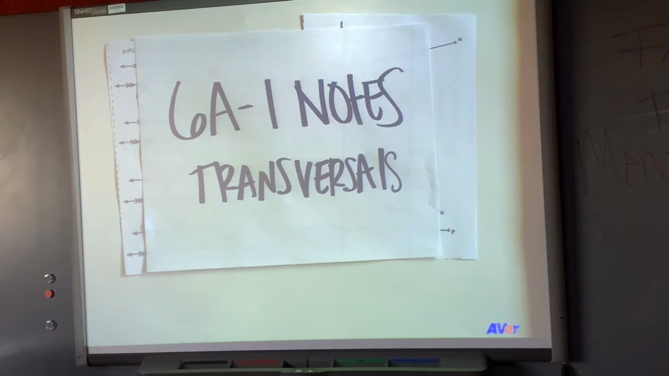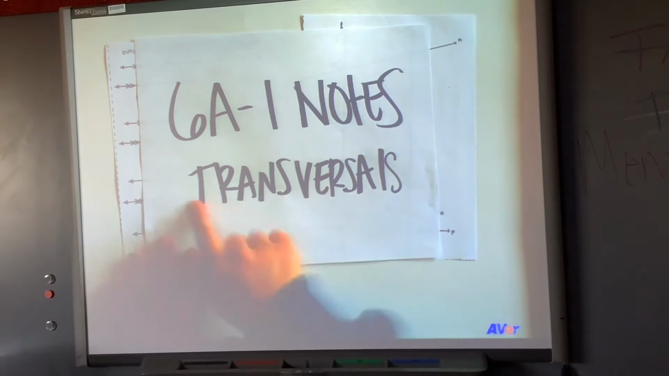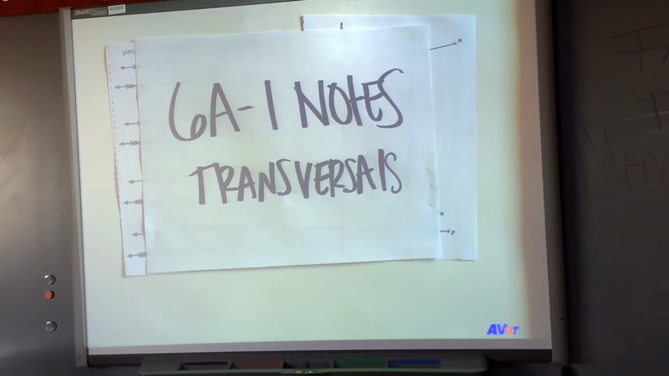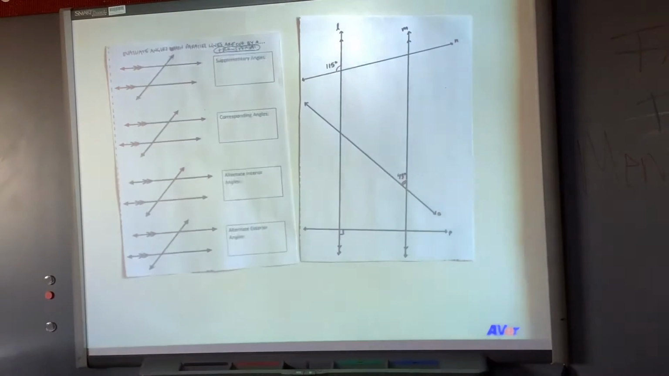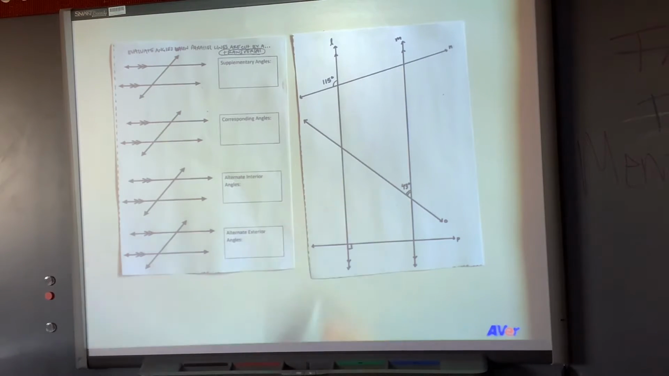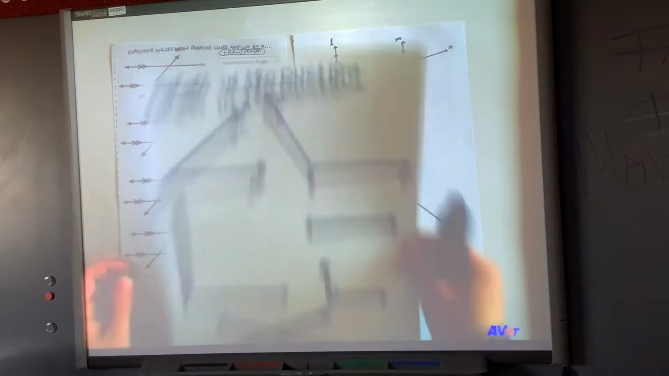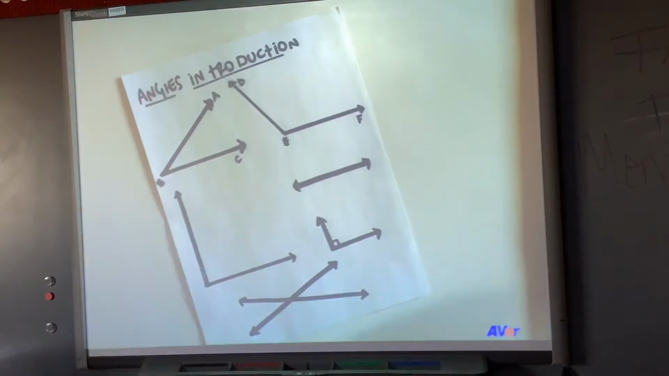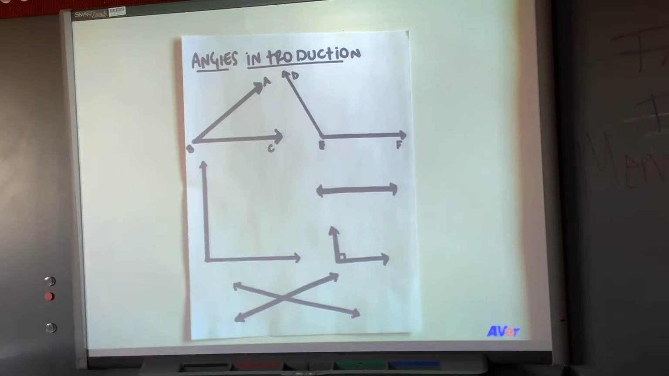This is your first set of notes for 6A. We are talking about transversals. It is really about angles here. So here are the 2 pages that you will need to cut from your pathway packet and glue into your journal for today's notes. However, I'm going to start with a paper that you don't have, and I'm going to talk to you about what angles look like and what they do.